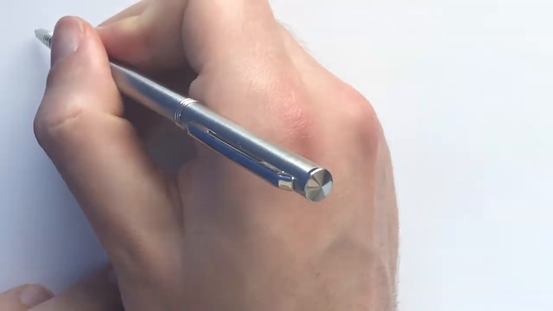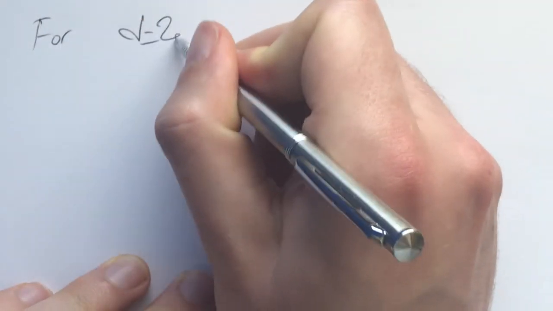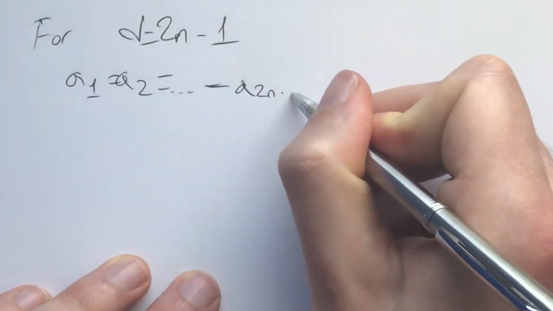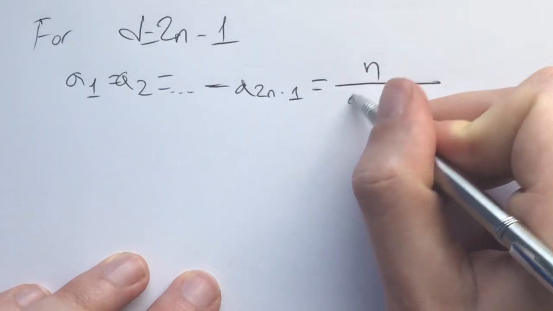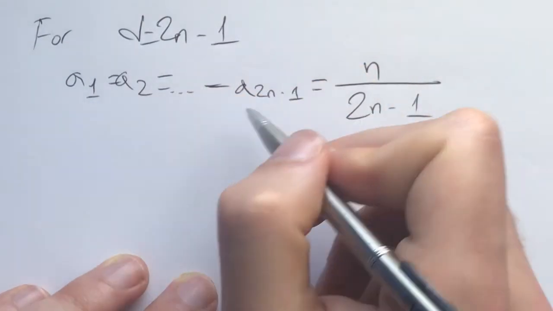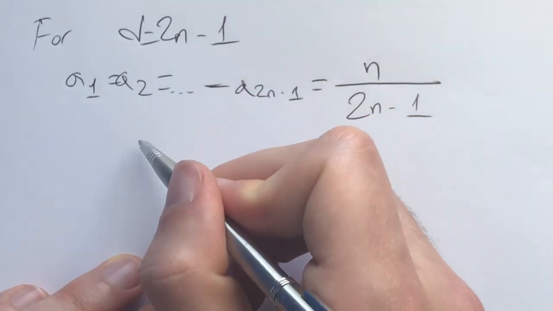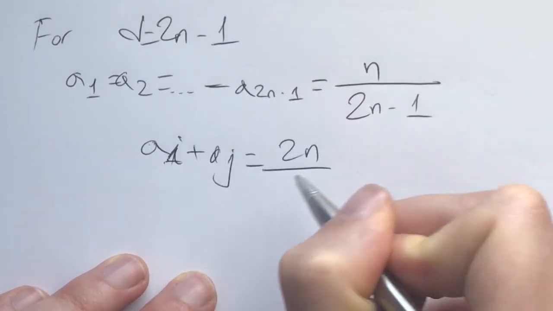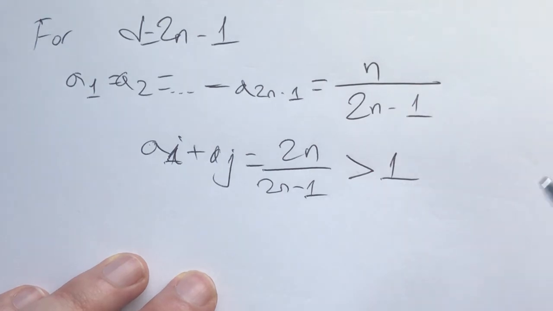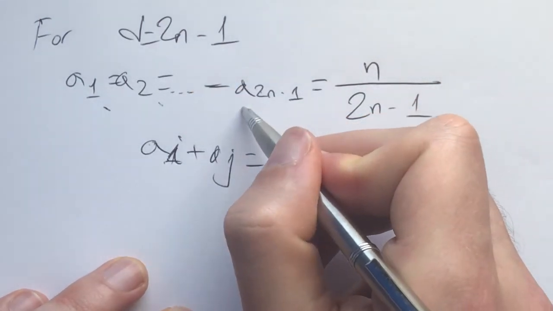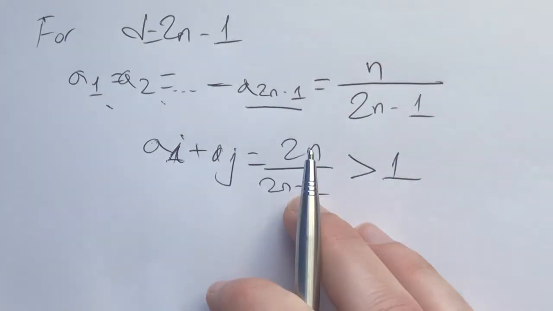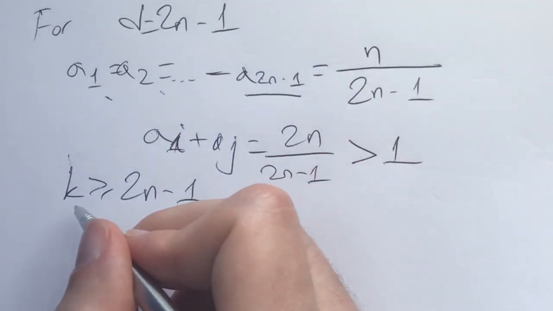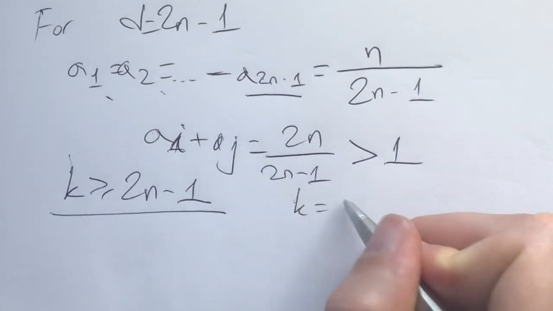So we first say that for d equals 2n minus 1, and a1 equals a2 equals all the way to a2n minus 1 equals n over 2n minus 1, we have that no two numbers can be put in the same group, because if they were, their sum ai plus aj would be 2n over 2n minus 1, which is greater than 1. So every single one of these must be in their own group, which means that k is greater than or equal to 2n minus 1. Next, we show that k equaling 2n minus 1 is good enough.